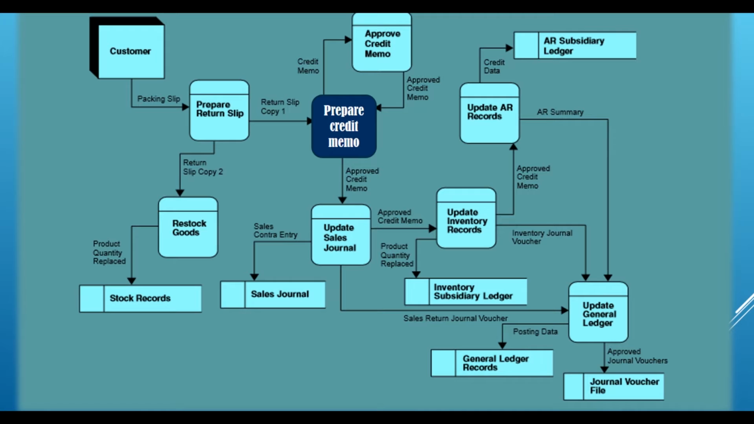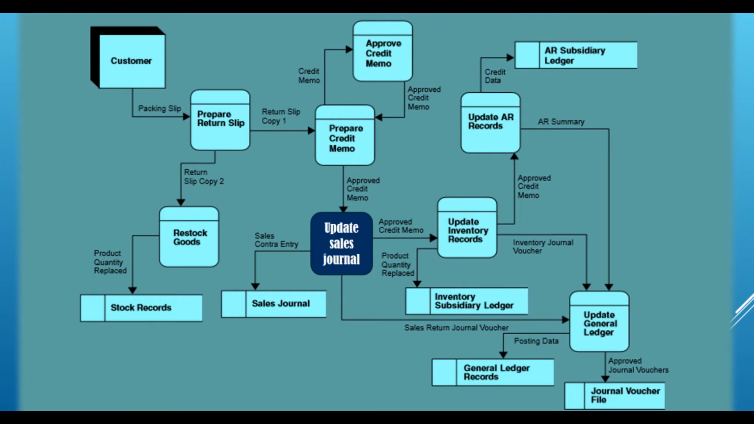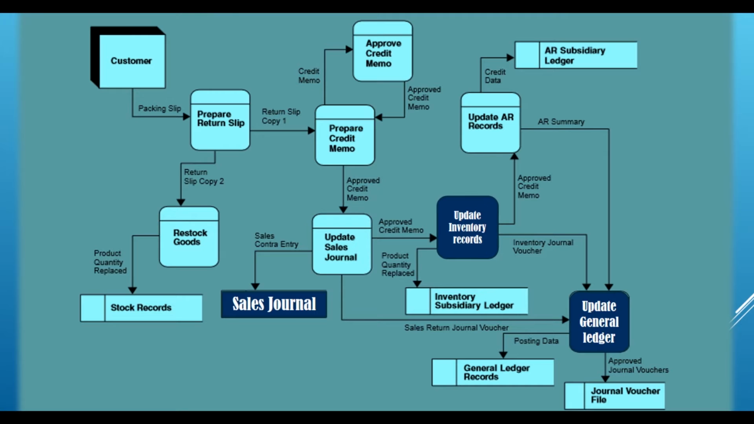Once the credit memo is approved, the manager will return the approved credit memo to the sales department and record this to the sales journal as a sales contra entry. After the update of sales journal, the approved credit memo is then forwarded to the inventory control function, where the inventory will be updated.